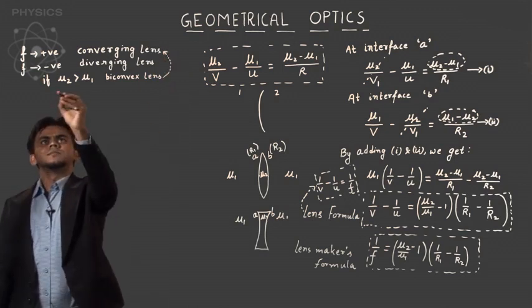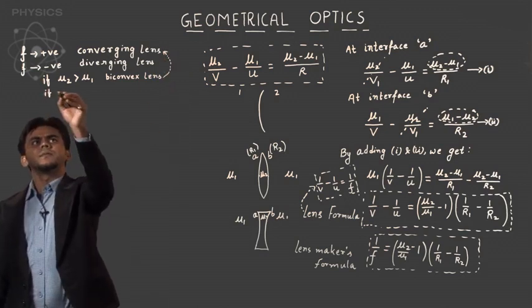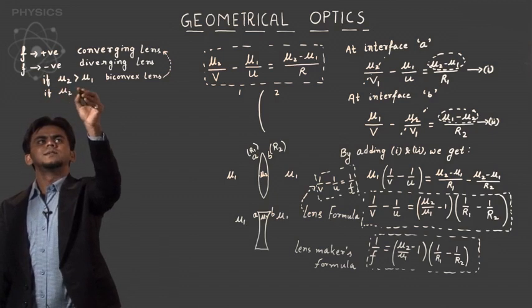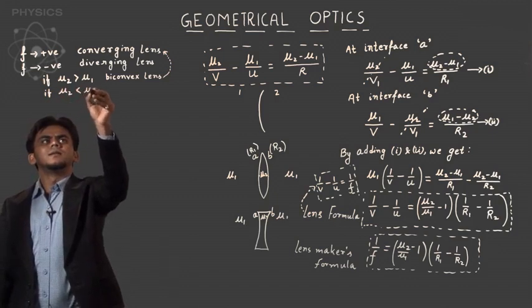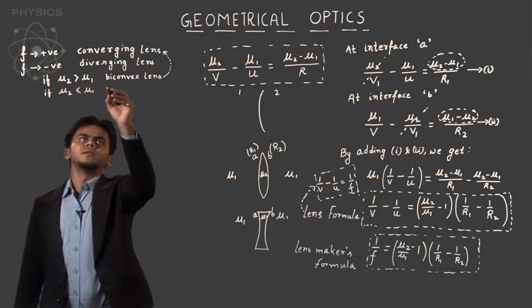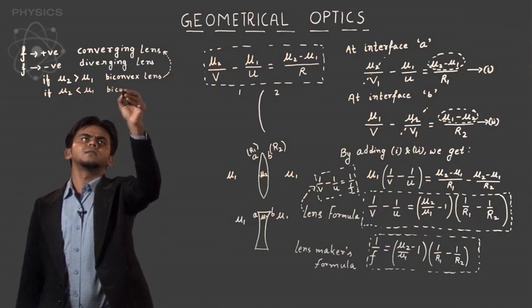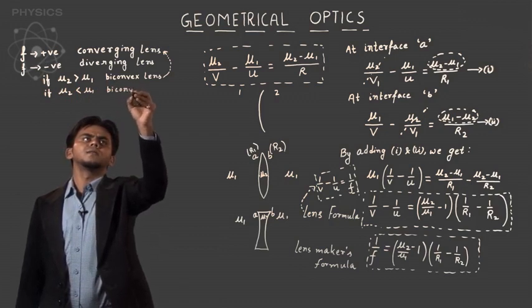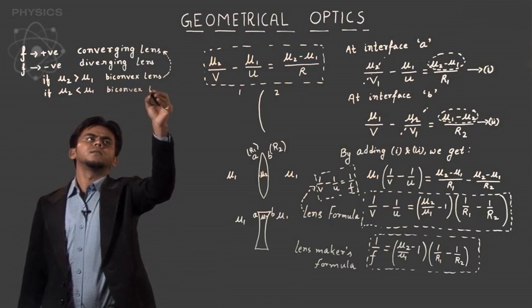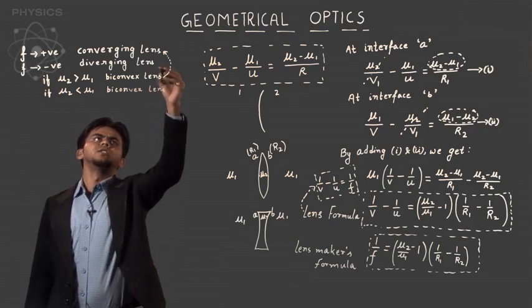And if mu2 is less than mu1, your biconvex lens is diverging, which is this thing.